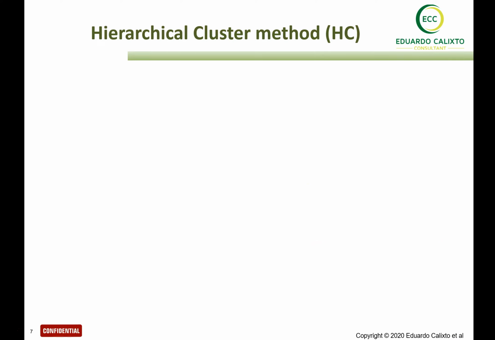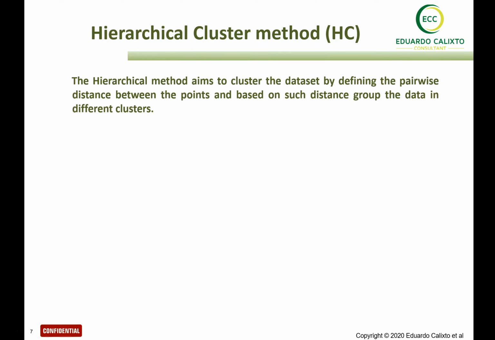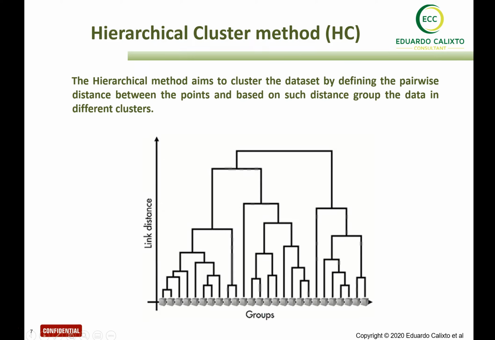But what do hierarchical clustering methods mean? Which are the main concepts? So basically, hierarchical clustering methods aim to cluster the data set by defining the pairwise distance between the points. And based on such distance, they start to group the data into different clusters, basically the data that are closest to each other.